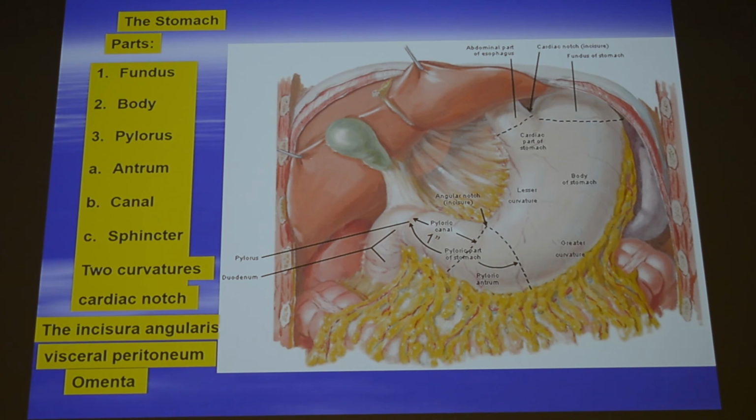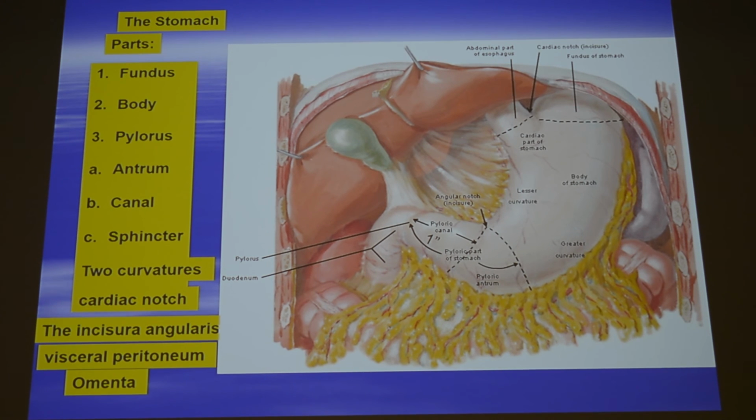Fundus: if you take an X-ray, you cannot see soft tissue organs. But you will see this part looks dark, like dark clouds, because it is filled with air. You drink, you eat food, food will go down and air will go up. So always the fundus is filled with air.